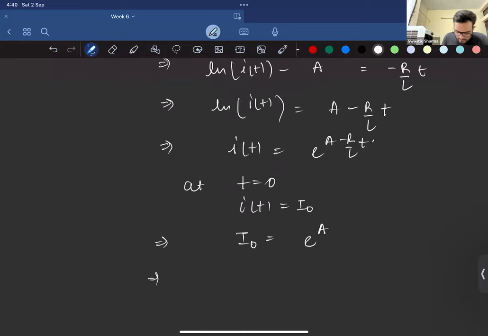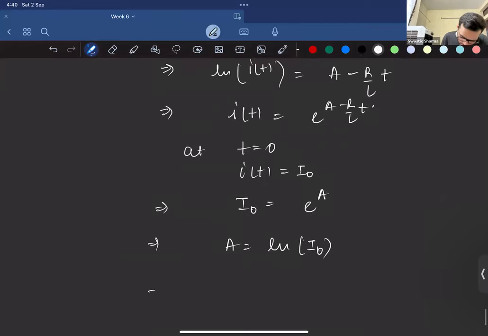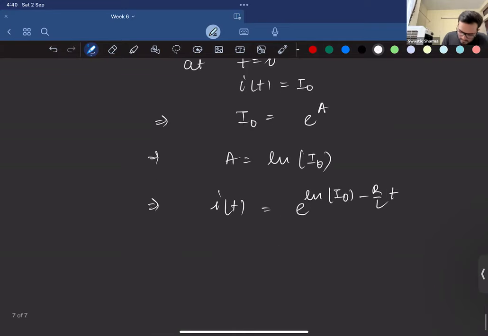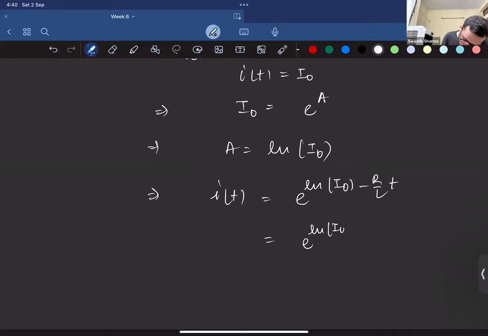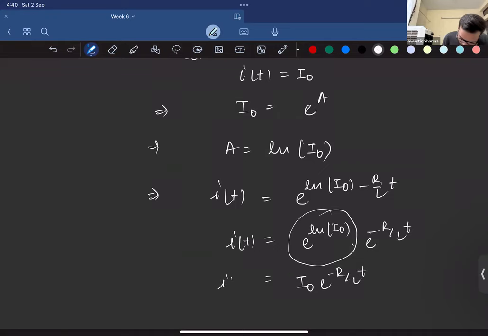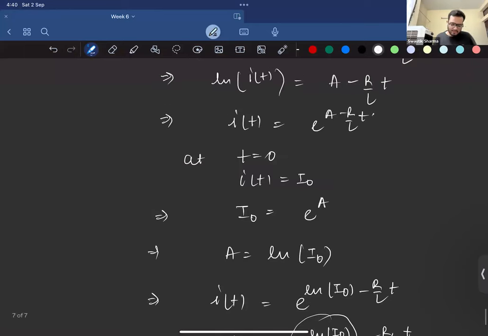Now I need the value of A. So what is A? A will come out to be ln I naught, right? So if you take this, i(t) is e to the ln I naught minus R by L t. So it can be written as e to the ln I naught times e to the minus R by L t, right? So what is this? This comes out to be I naught.